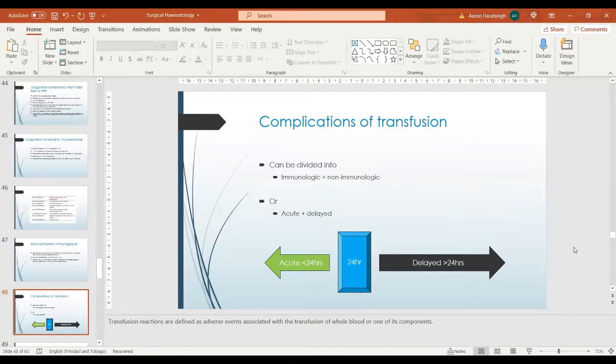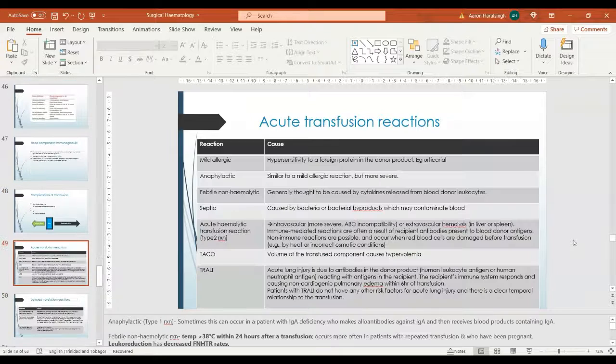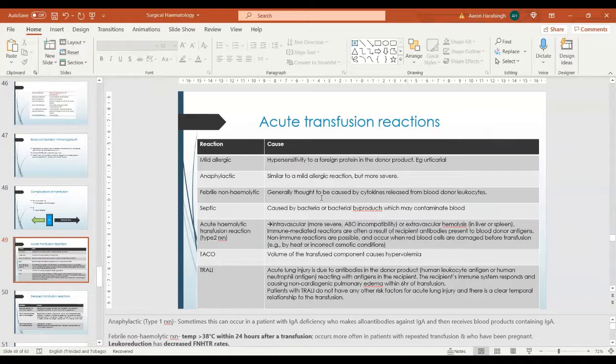All right, so the complications of transfusions can be divided into either immunologic or non-immunologic, or they can be acute within 24 hours or delayed after 24 hours. So some of the acute transfusion reactions that we encounter: we can have a mild allergic reaction, which is usually in the form of urticaria. It can be anaphylactic, which is a much more severe allergic reaction, and you can have a febrile non-hemolytic reaction, which is thought to be due to cytokines released from the blood donor leukocytes, and it's thought that leukocyte-depleted RBCs reduce the risk of a febrile reaction.